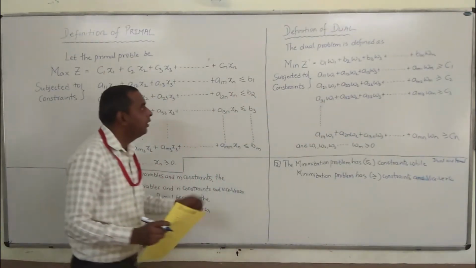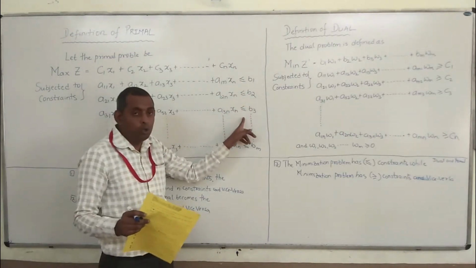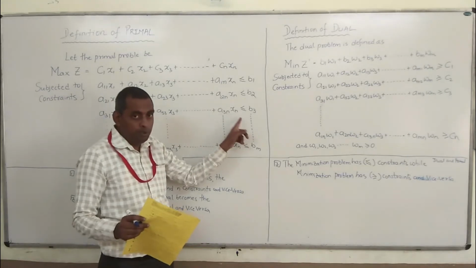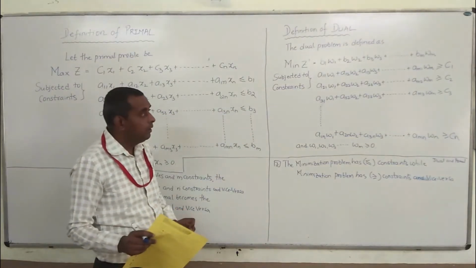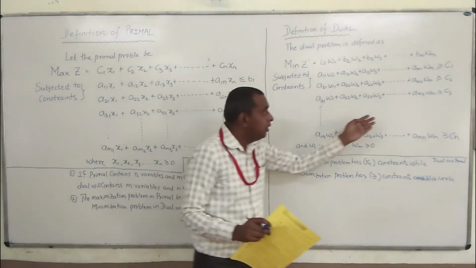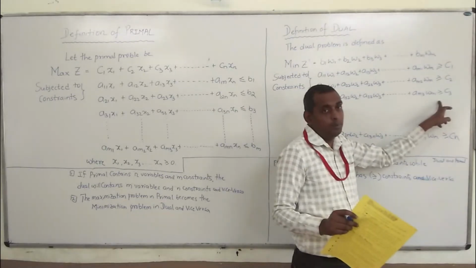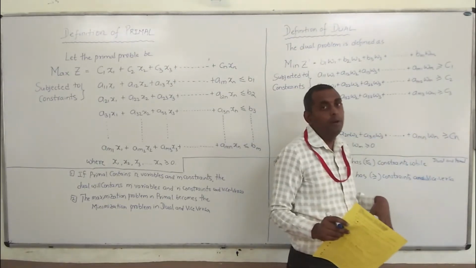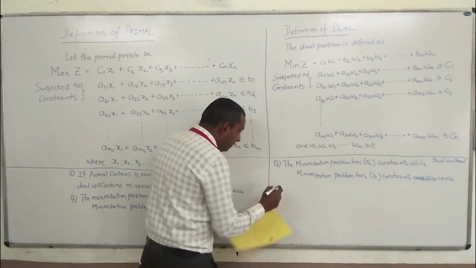Fine. Here the primal has less than or equal to constraints. I mean to say the constraints are subjected to less than or equal to type, whereas in the dual, the constraints are subjected to greater than or equal to type, and vice versa. Right? So the fourth one.